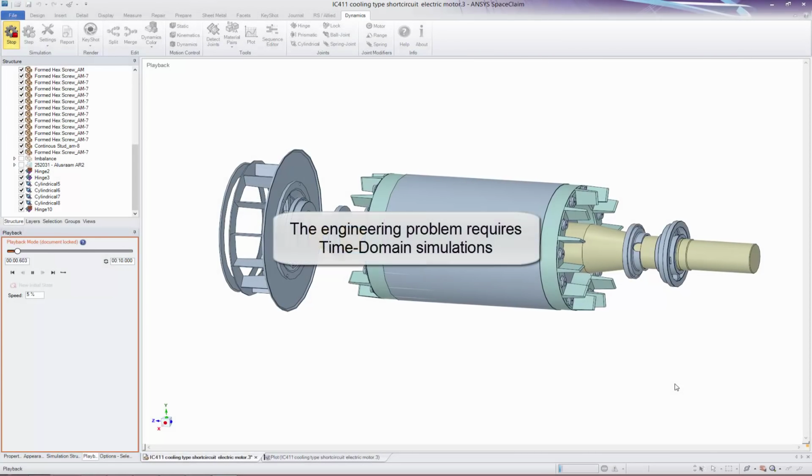Note that this engineering problem can only be solved in the time domain. Modal analysis and other traditional methods are blind to the transient nature of the system.